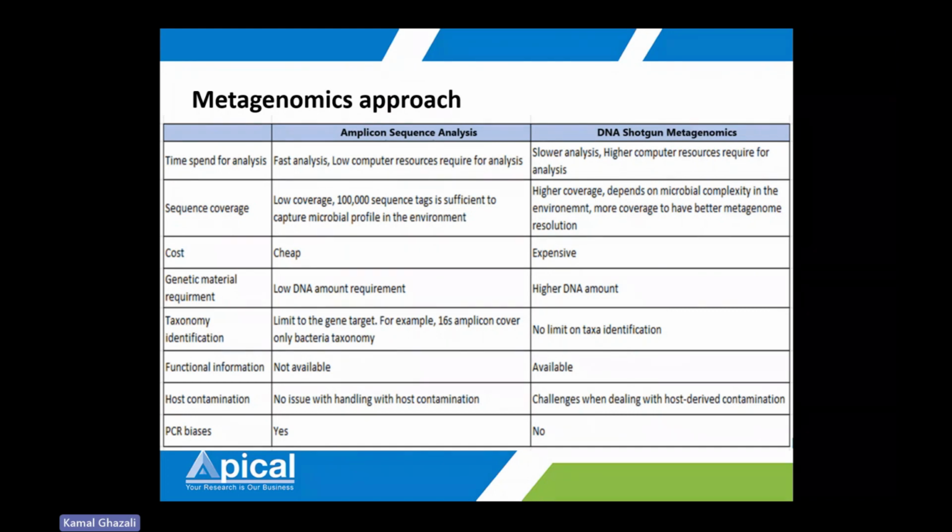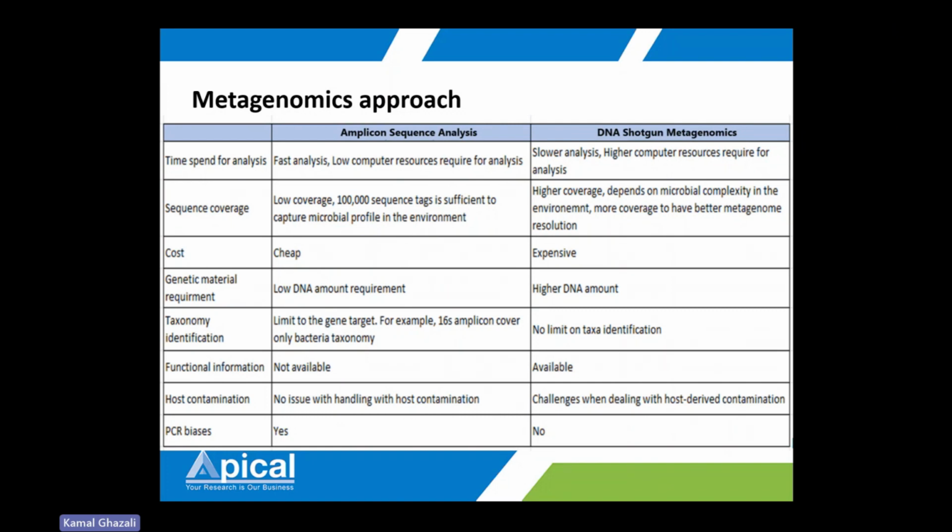While for DNA shotgun metagenomics, because you sequence the whole DNA fragment, there's no limit to the taxa identification, right? And due to this reason, with amplicon you also don't have functional information, because you only PCR the gene marker, so there's no functional information carried over, compared to the DNA shotgun metagenomic, right?